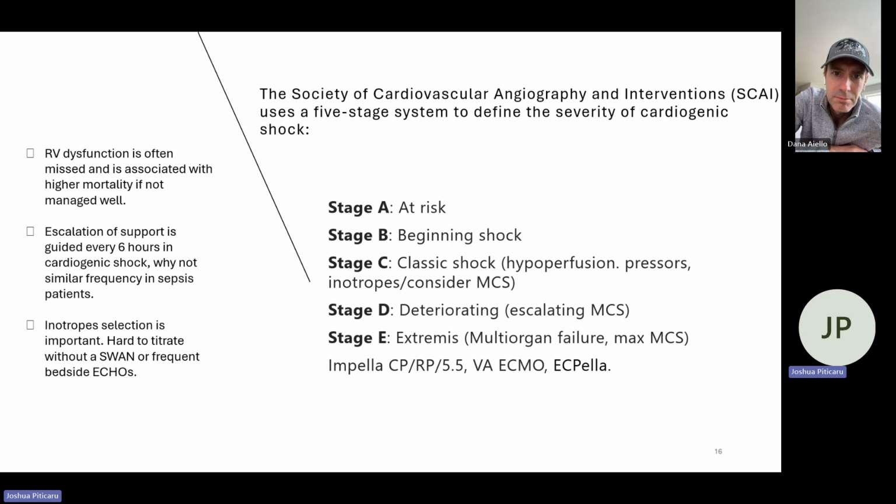And then you consider mechanical support at this stage, in stage C. Stage D is deteriorating, which is like escalating mechanical support. And stage E is the extremis, or multi-organ failure, or maximum mechanical support. That's stage E that you don't want to reach because it's very hard to come back from. Usually in this state is where we need the ECMO, because there's a lot of multi-organ failure, a lot of process requirements, and really there's no way to perfuse all the organs with just a single device like an Impella.